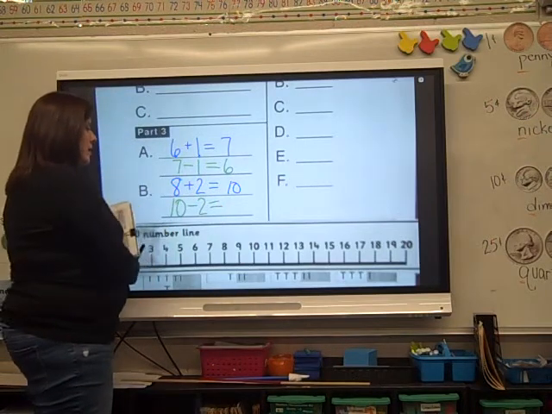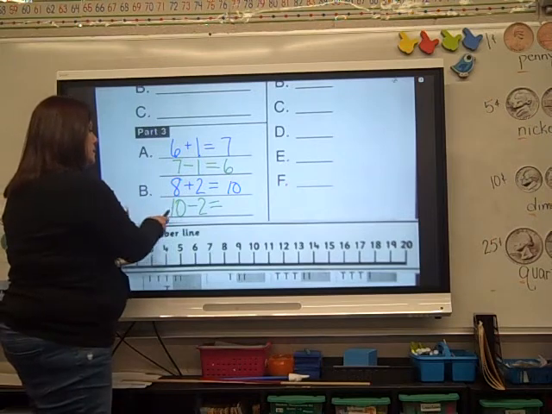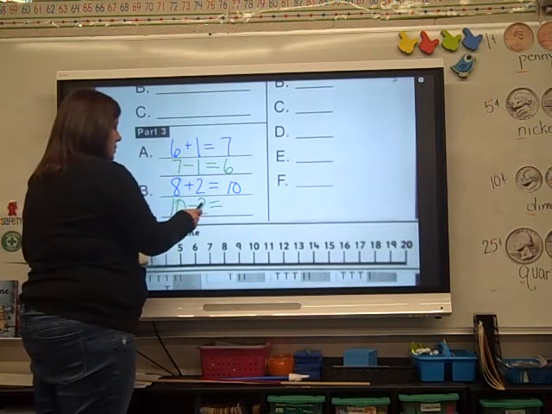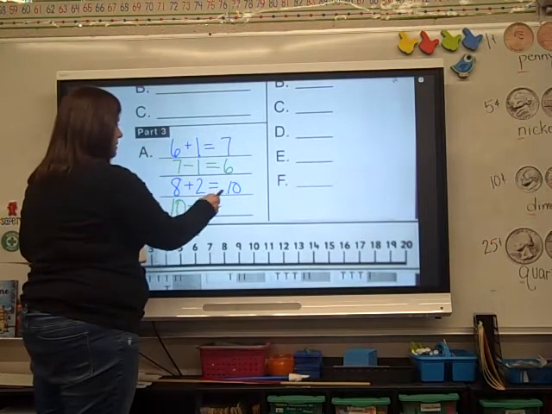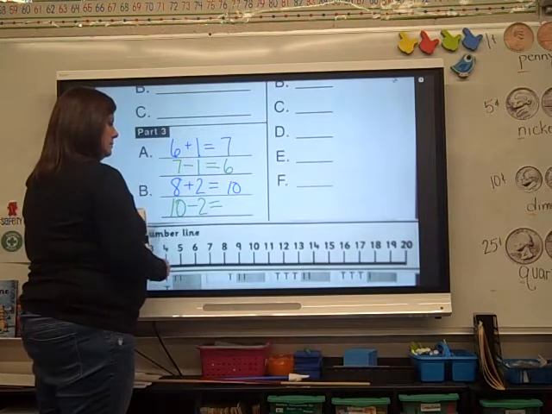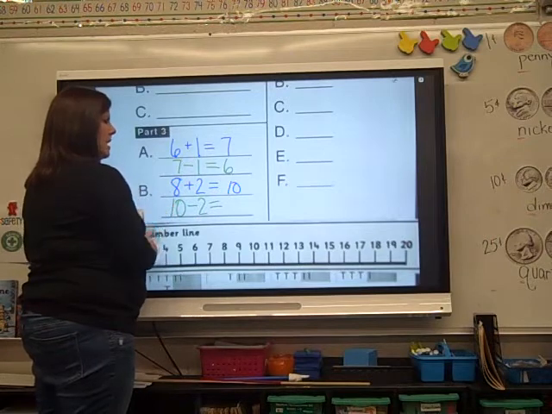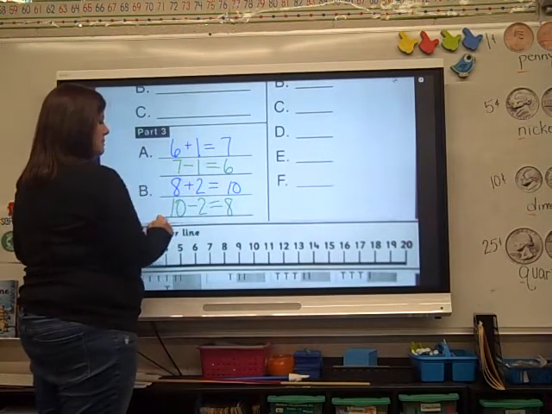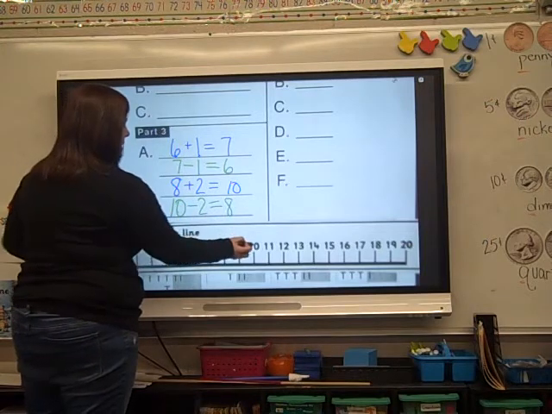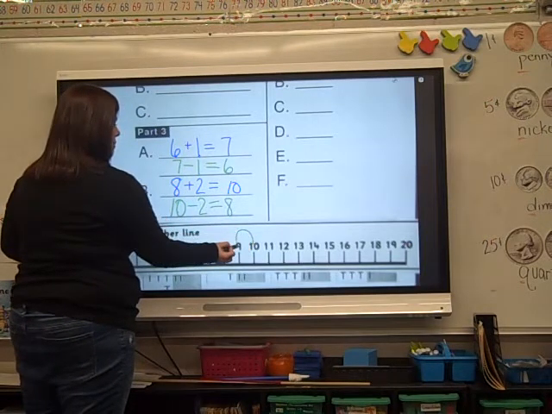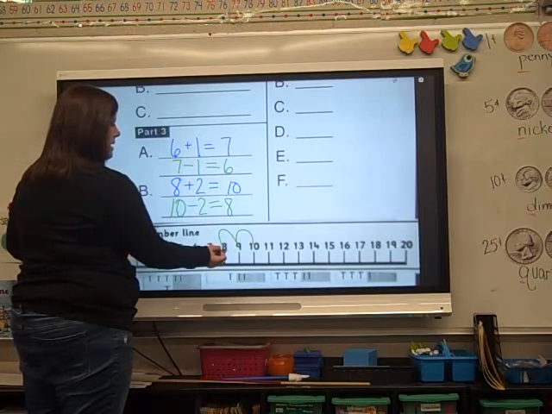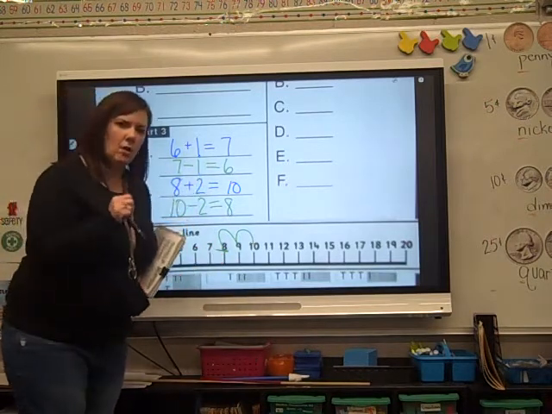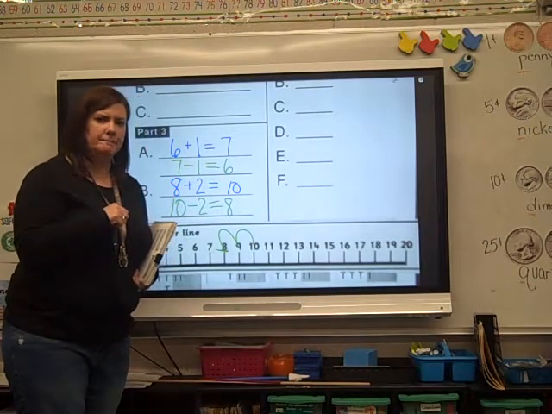Now you can use your number line, but if you know these 2 facts go together. I've got my 2's, I've got my 10. What number am I missing? 8. Look, because in a fact family, you use the same 3 numbers. Let's check it. 10 minus 2. 1, 2. Did we get it right? Yep. They're a fact family, just like on reflex, okay?